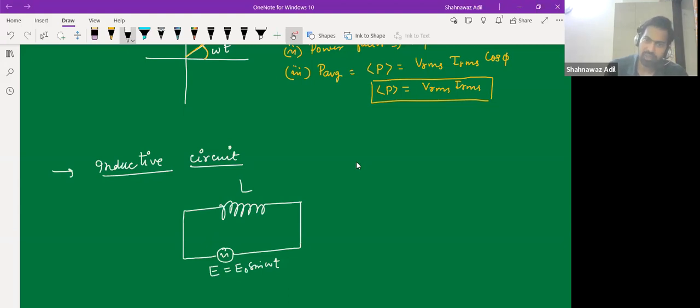And we solved that the EMF was L dI by dt. And then we solved this one, and we found out that I was minus of cos omega t, which was sine of omega t minus pi by 2. And we had some I naught here.